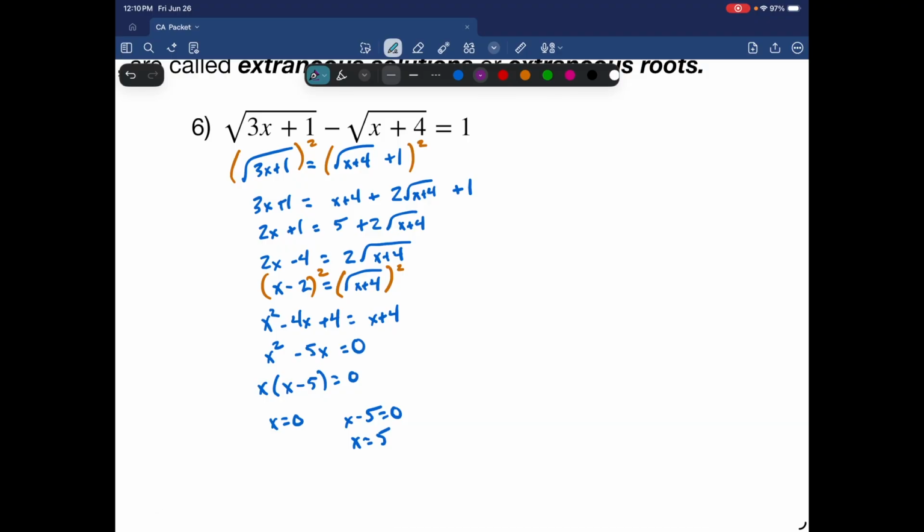Okay, so I got square root of 3 times 0 plus 1 minus, let's see, 0 plus 4 equals 1. All right, 3 times 0 is 0 plus 1, so I got square root of 1 minus square root of 4 equals 1. So that's going to be 1 minus 2. All right, that's negative 1, so that doesn't work.